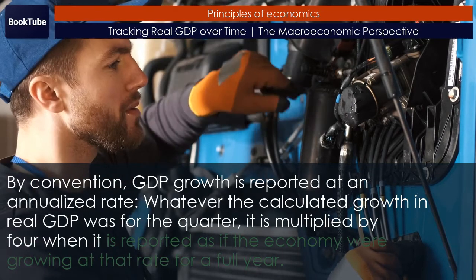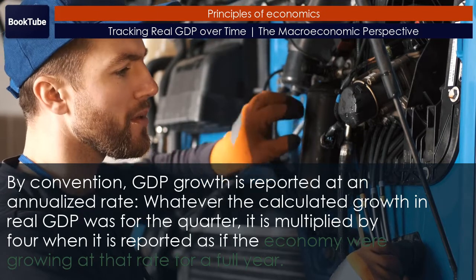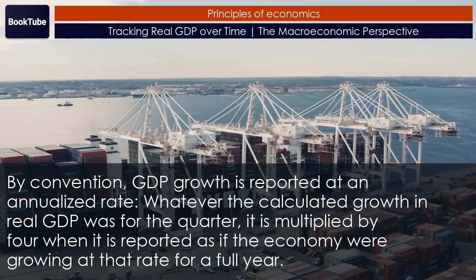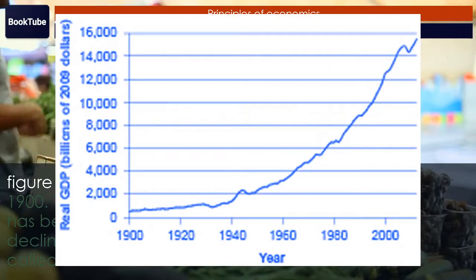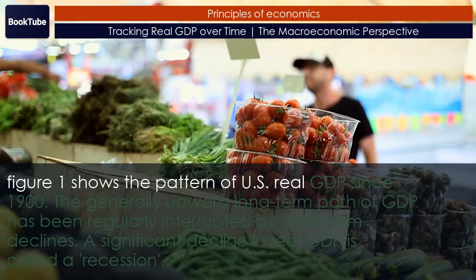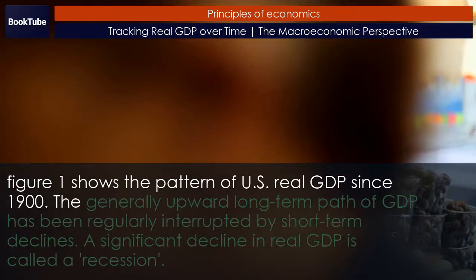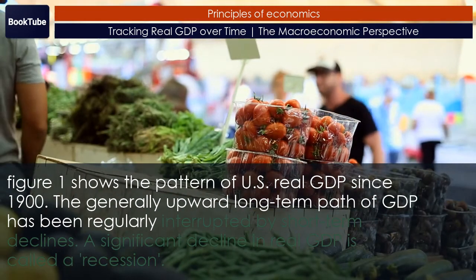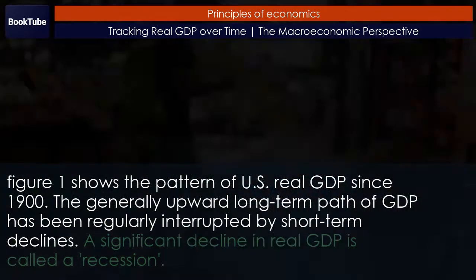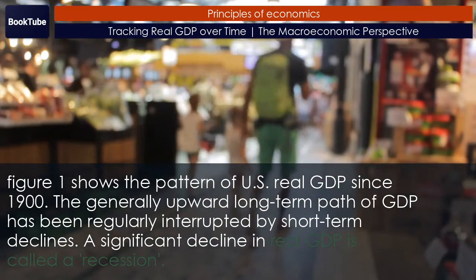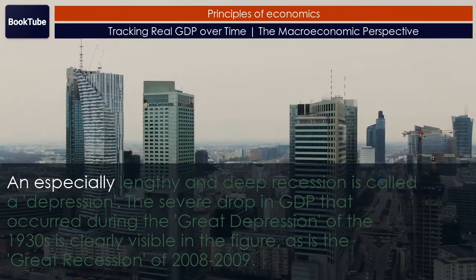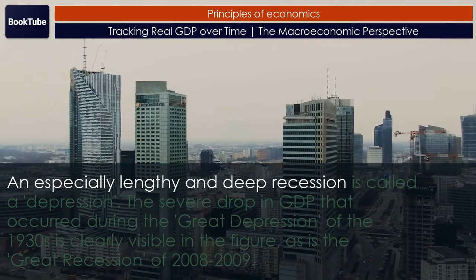It is multiplied by 4 when it is reported, as if the economy were growing at that rate for a full year. Figure 1 shows the pattern of U.S. real GDP since 1900. The generally upward long-term path of GDP has been regularly interrupted by short-term declines. A significant decline in real GDP is called a recession. An especially lengthy and deep recession is called a depression.